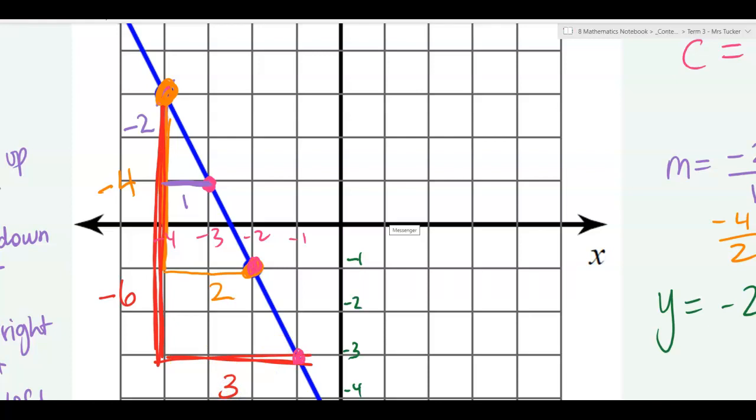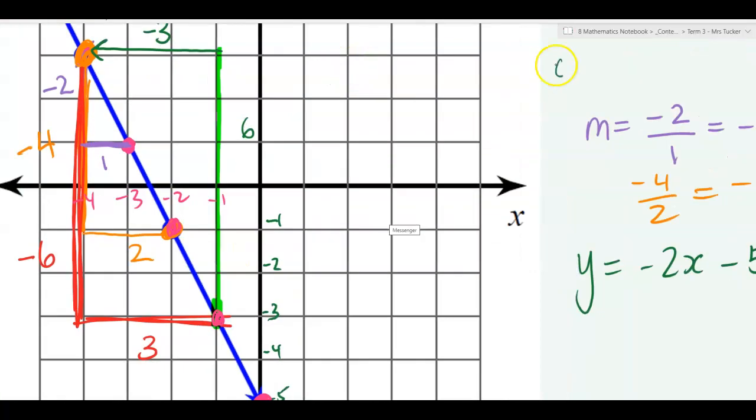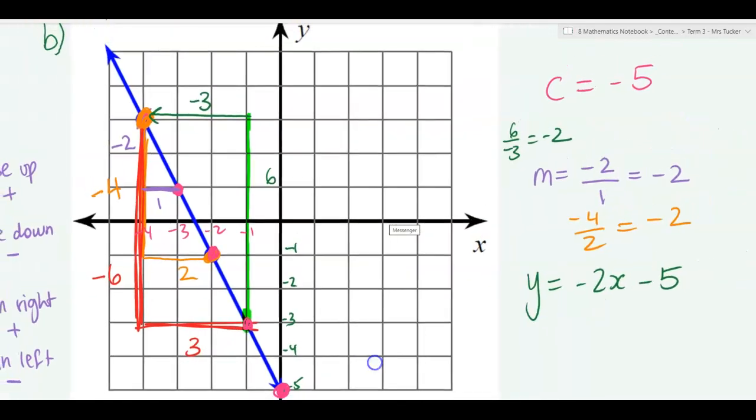Or, guys, remember we can start at these points down right here. I could rise up, so that would be +6, and then I could run left. If I run left, what is that? -3, so I get +6 over -3, which is -2. Doesn't matter which way you go.